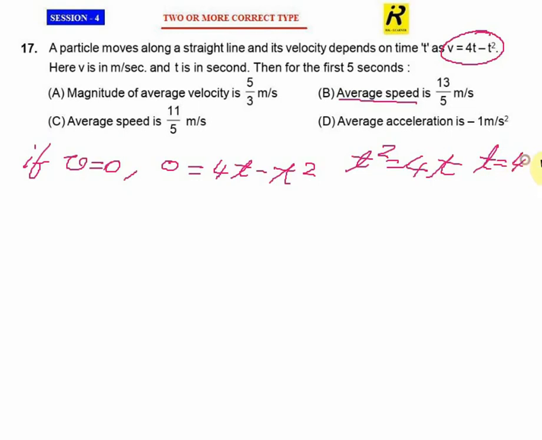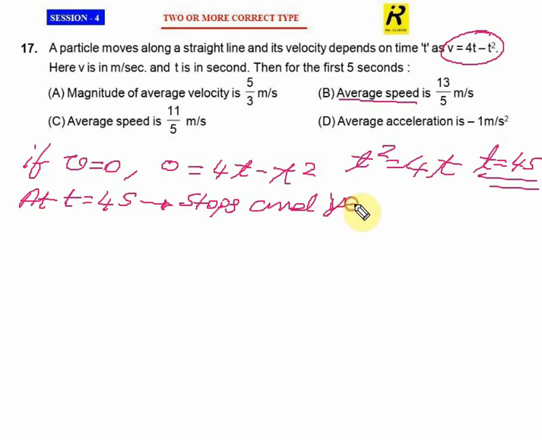T equals 4 seconds. So what happens at t equals 4 seconds? At t equals 4 seconds, the body stops and reverses in motion. So it moves forward for 4 seconds and then it reverses. The reverse happens for 1 second. So reverse motion is for 1 second.